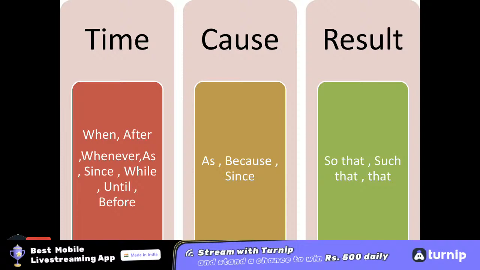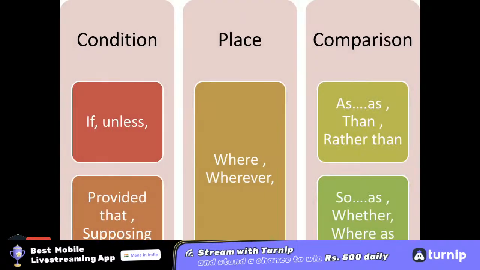The next, in case of different conditions, अगर कोई कंडीशन की बात हो रही है तो उन कंडीशंस को डिनोट करने के लिए कौन से वर्ड्स यूज होते हैं? इफ, अनलेस, और इफ आई एम टॉकिंग अबाउट प्लेस, वेयर, वेयर एवर, एंड व्हेन वी आर डूइंग कंपैरिजन. अब अगर हम कंपैरिजन की बात करते हैं तो कंपैरिजन में कौन से यूज होते हैं? As, than, rather than, so as, whether, whereas, all these are the conjunctions which are used in case of comparison.